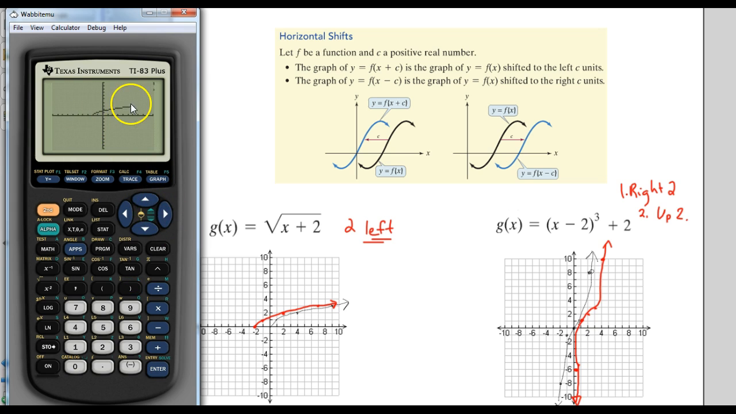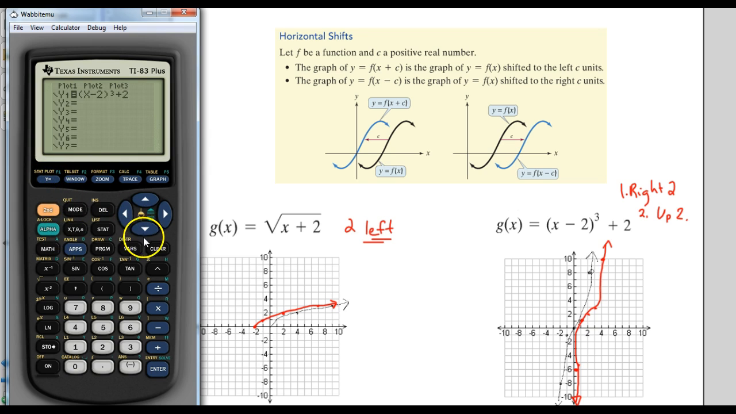I graph it there, you can see that it's shifted, and again it puts parentheses around it. And then this one here, parentheses x minus 2, that's moving it to the right 2. To the third power you can press math 3, that's cubing, and then plus 2. And then again, you can see what this thing should look like. It moves right 2, up 2, and there's our little cube root shape.